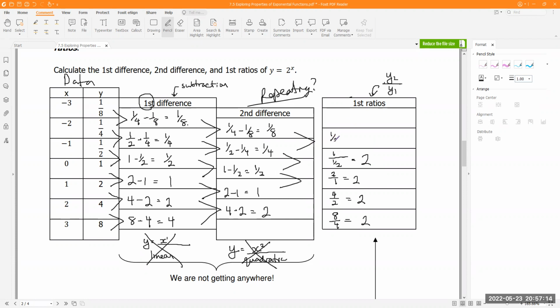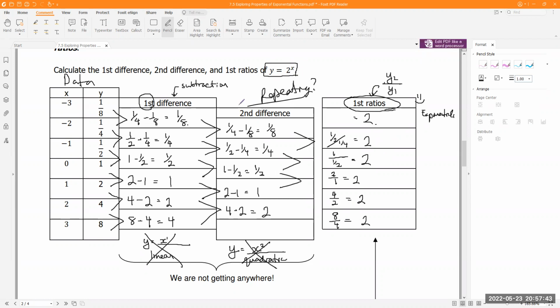Next one, half divided by 1/4. It's going to be a 2, and so on and so forth. They're all the same. In situations like that, where the ratios are the same, that gives you a very good hint that this is going to be exponential. Now, of course, there's a lot more to it. It's not always this easy, but it's just a very strong clue that it is going to be exponential.